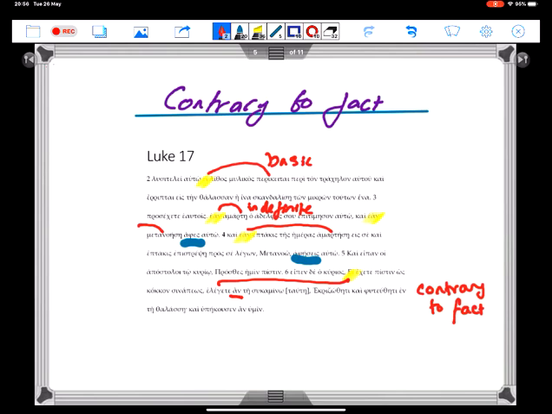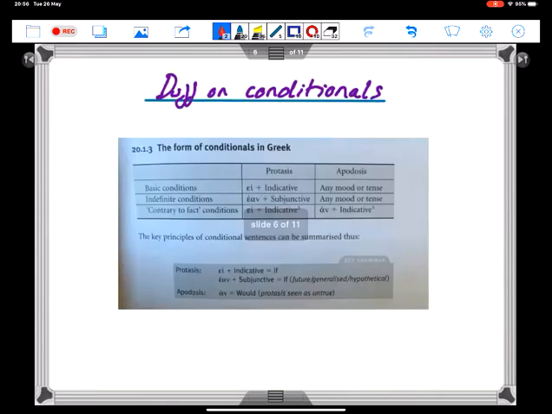But Luke 17 gives you all three kinds of conditional in this one short passage, including one of those slightly rare contrary to fact conditionals. Duff chapter 20, which he leaves until the end of the book, gives you a short table that is quite a useful summary of the position. Basic, indefinite, contrary to fact. You've got a protasis and an apodosis, which use various combinations of the indicative, subjunctive, or other moods and tenses.